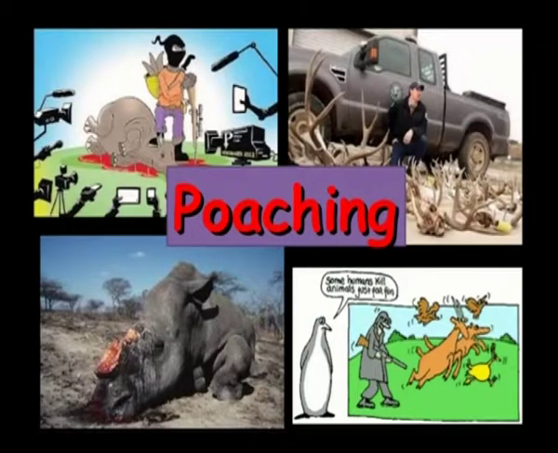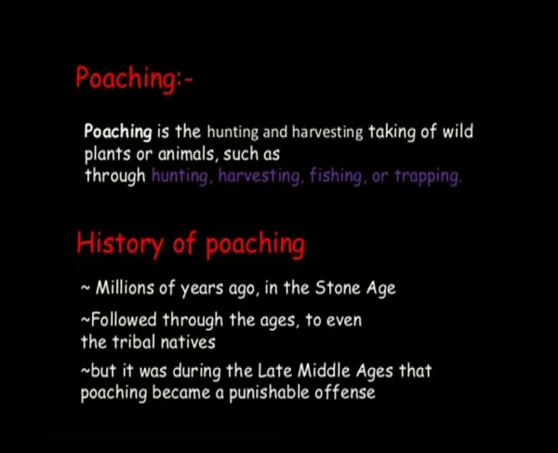The next important, crucial thing that reduces biodiversity is poaching. Poaching could be for a number of reasons. It is basically illegal hunting and harvesting, the taking of wild plants or animals. It could even be through traps, fishing, harvesting, hunting, all of this. Even fish are included, as is the trapping of certain mammals and reptiles for their different products.